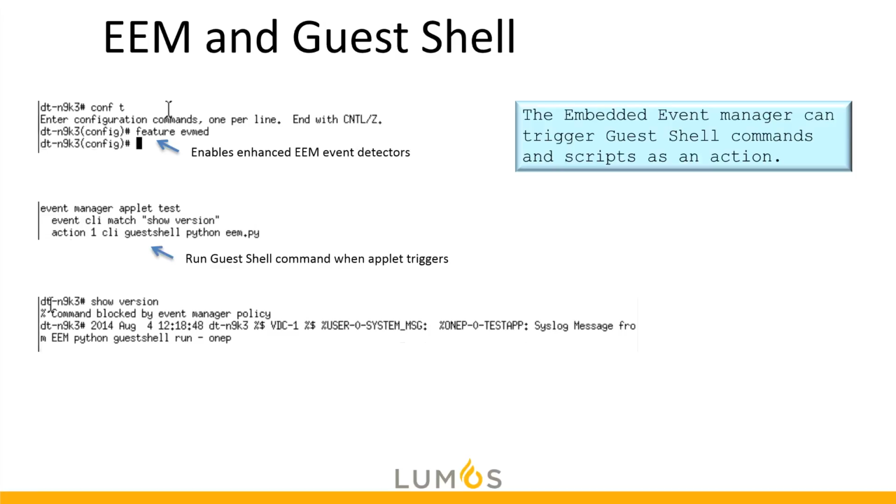Likewise, I can interact with the guest shell with EEM, as I mentioned. So I can do feature EEM and enable the enhanced event detectors. And I could, for instance, say my event manager applet test, when CLI matches, when someone runs show version, automatically kick off the CLI for guest shell python EEM.py. And in this case, show version basically blocks one particular command by event manager policy. So something is actually being blocked to customize role-based access control, but even more granularly.